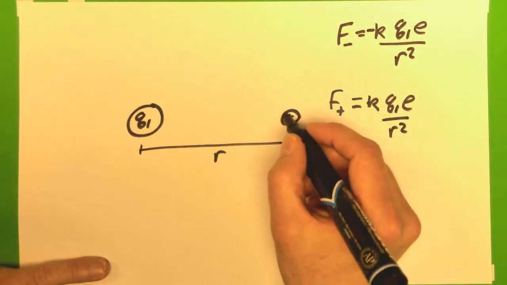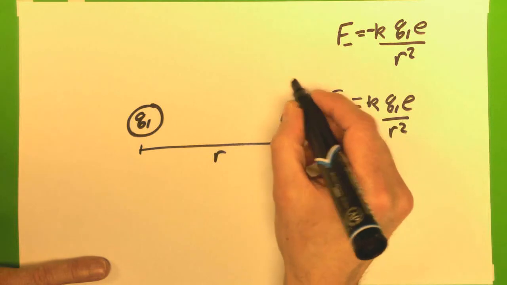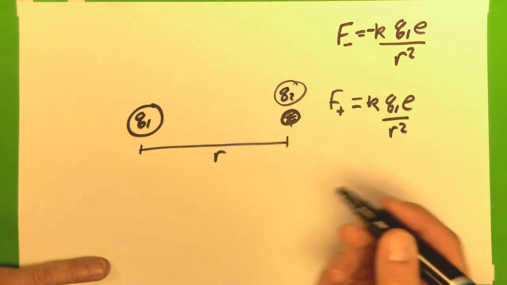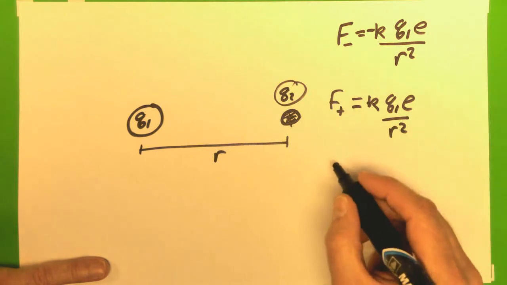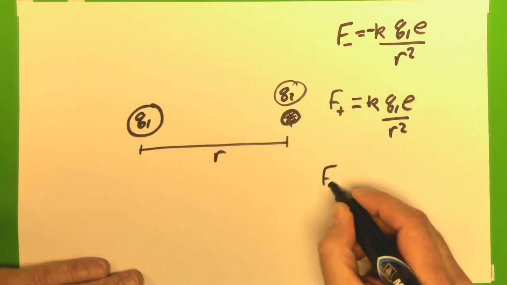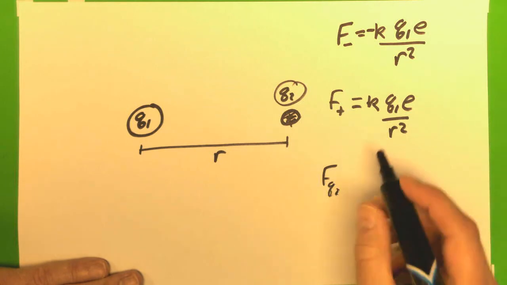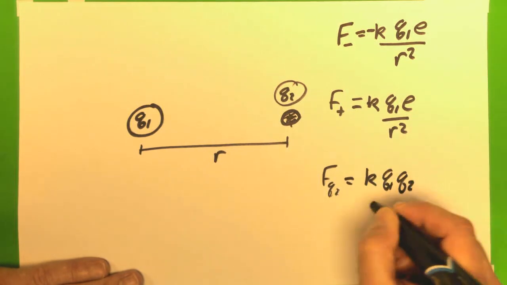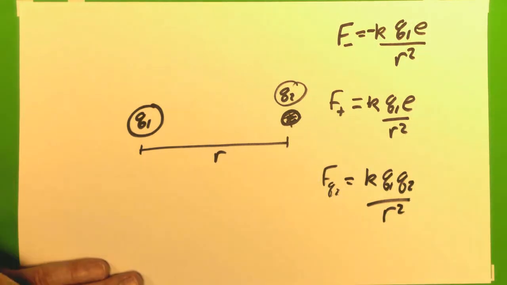Well, what if, forget the proton or negative, what if it's just some other charge, some Q2? I don't know if it's attractive or repulsive now, but I'm just going to call it F, the force on Q2. Well, it would be K, Q1, Q2 over r squared.